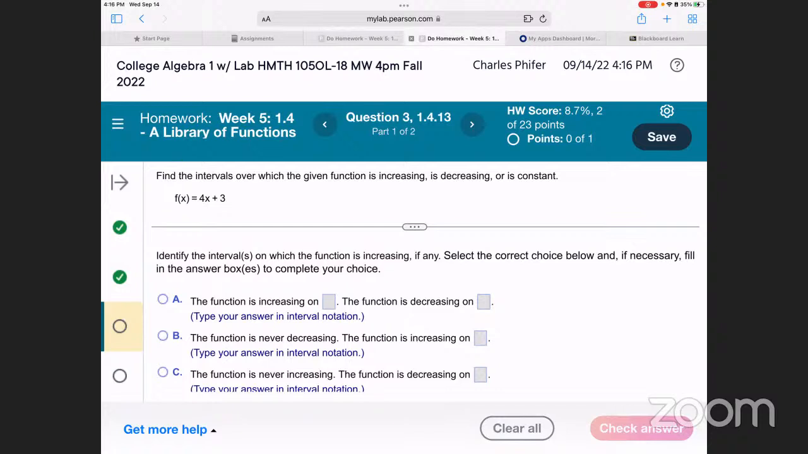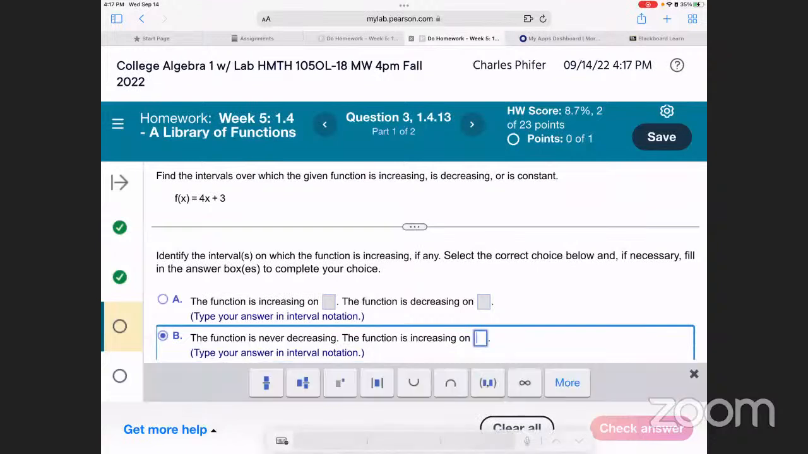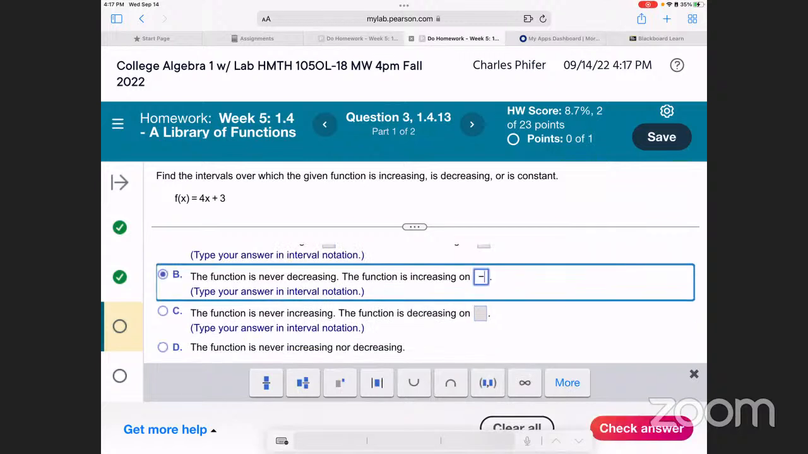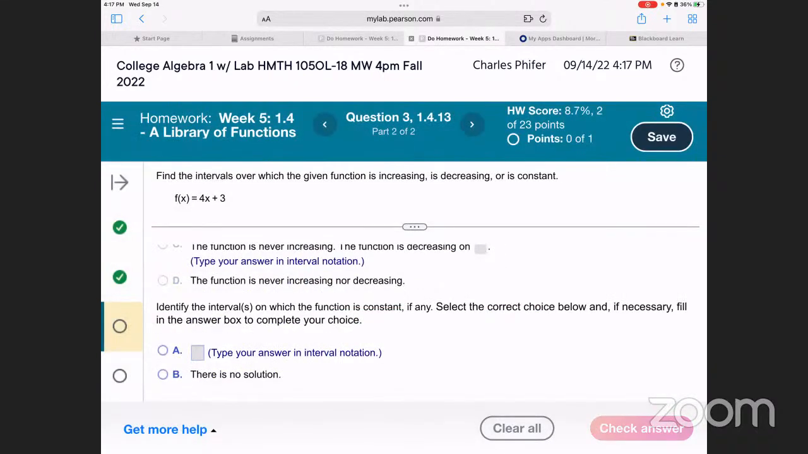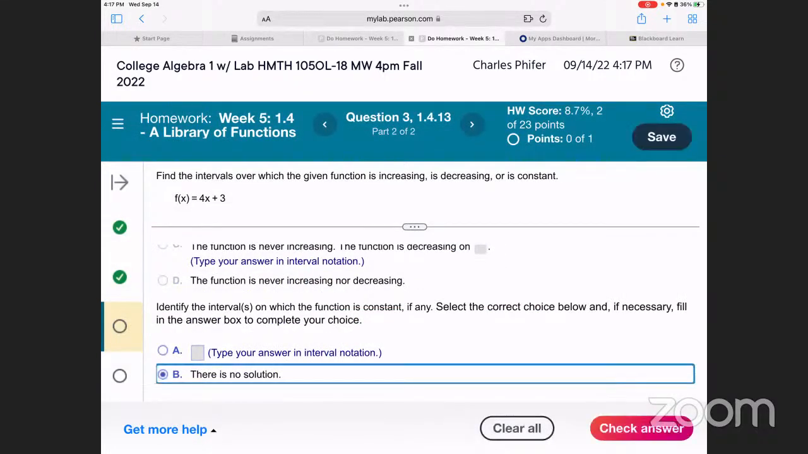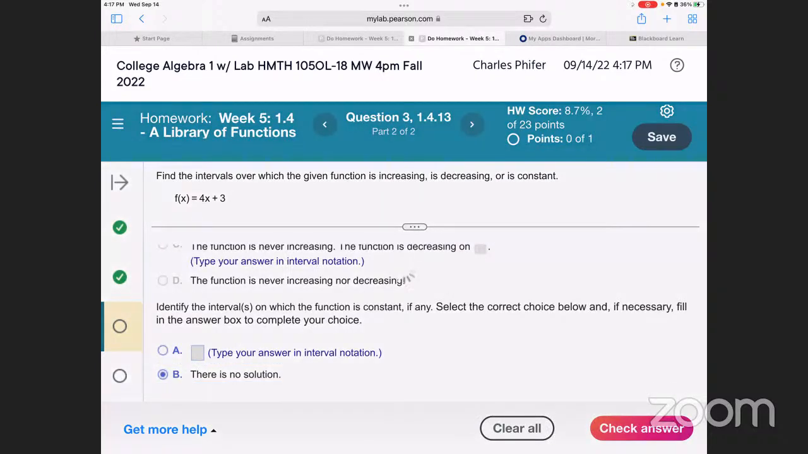So it's going to be increasing. It's going to be increasing across this entire domain of all reals. It's never decreasing, and it's increasing on all reals, negative infinity to infinity. And then it's never constant because it's always going to be increasing.